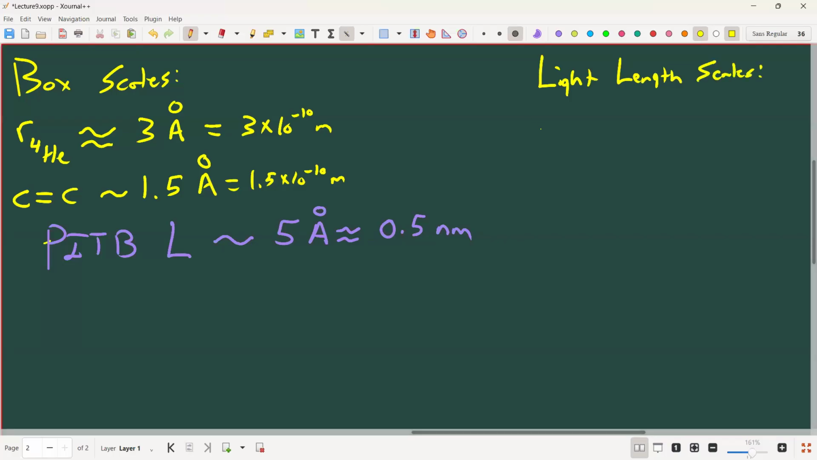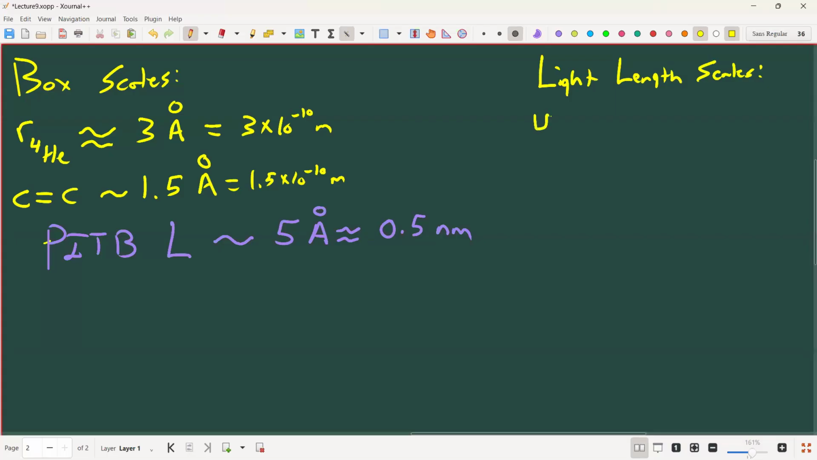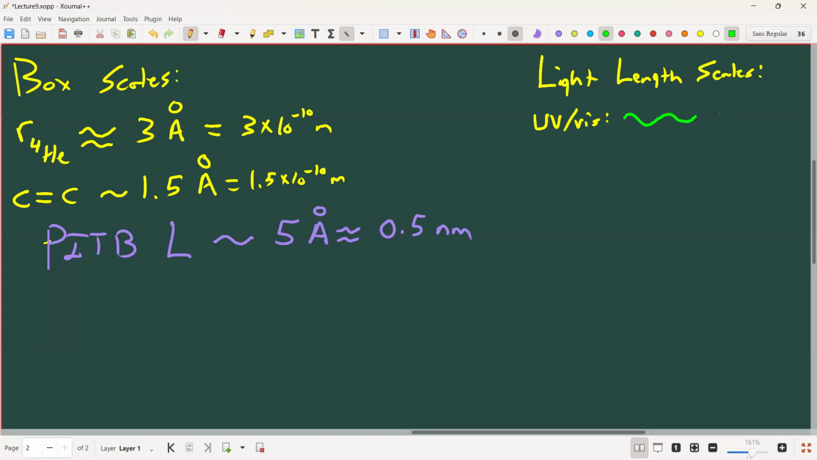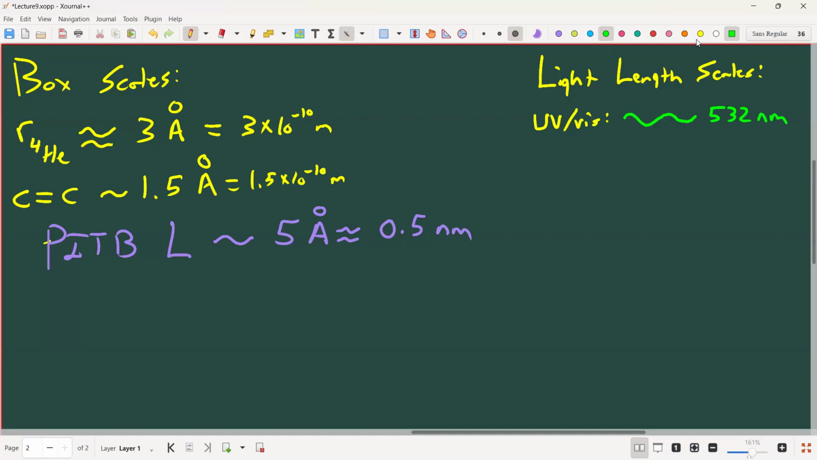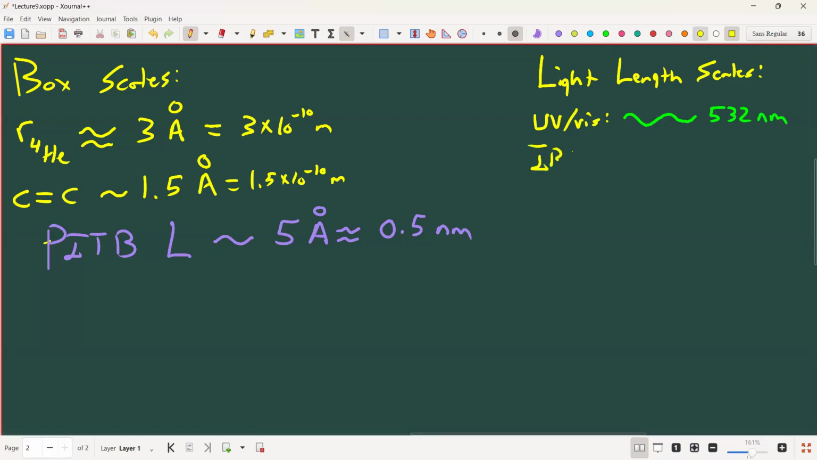Well, if we're doing UV-vis, green light is at 532 nanometers. Sorry, 1064 and 532 nanometers. If we're in IR, our wave is much longer, probably around 5 microns, which is 5,000 nanometers.